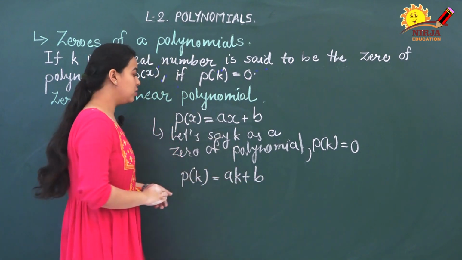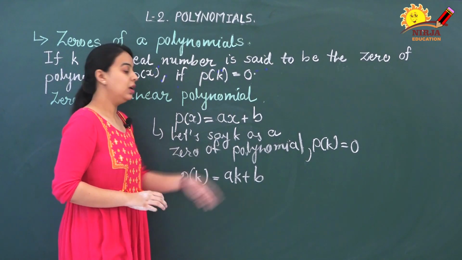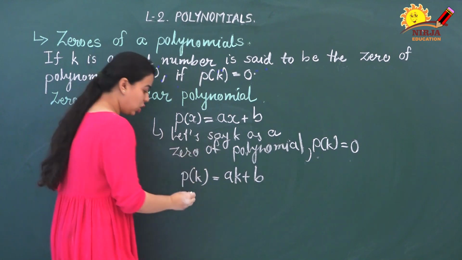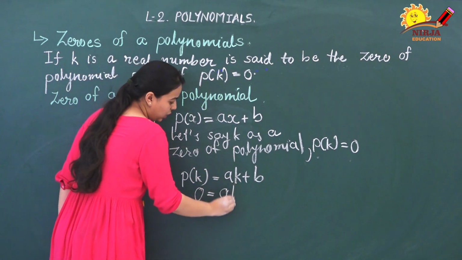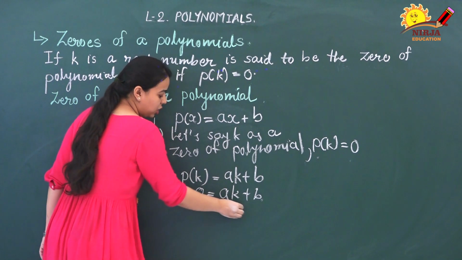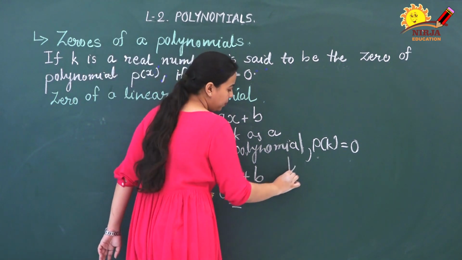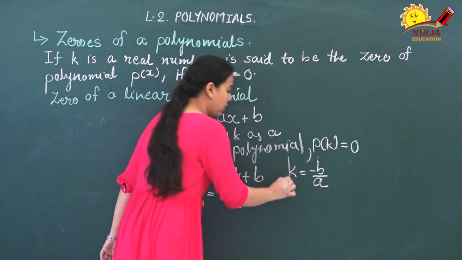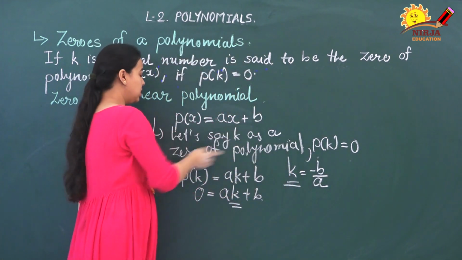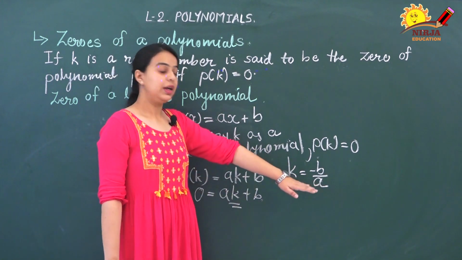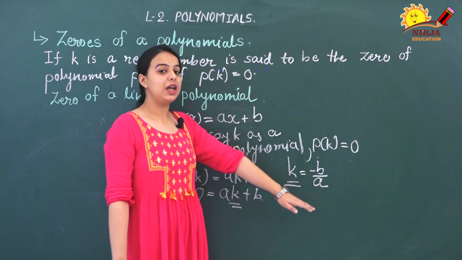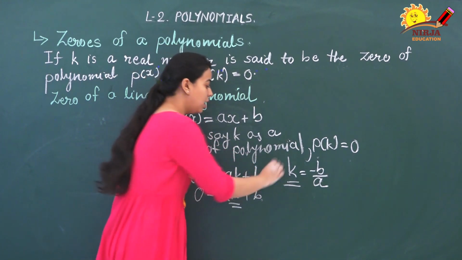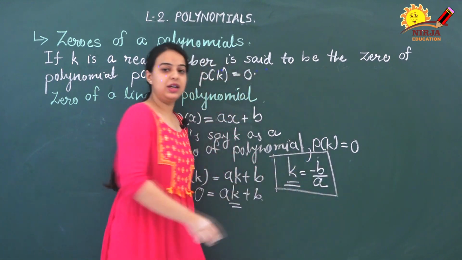But as we have supposed k as a zero of the polynomial, p of k must be equal to 0. So instead of p of k, we can write 0 over here. 0 is equal to ak plus b. And if I find the value of k, it will be minus b upon a. So here we got an equation. By using it, we can find the zeros of any linear polynomial, where k is equal to minus b upon a.